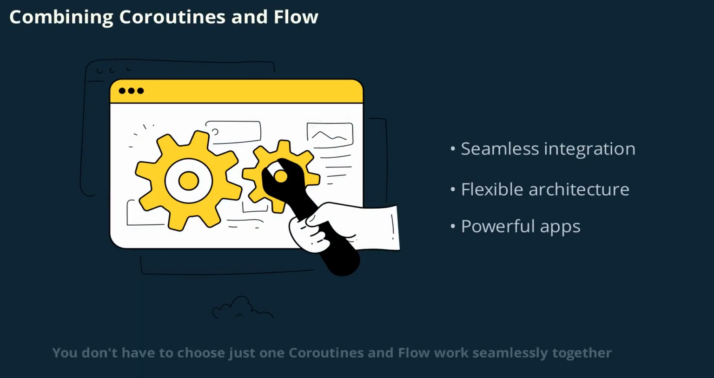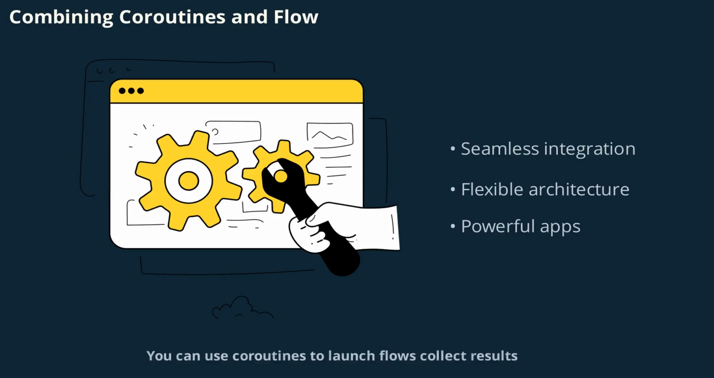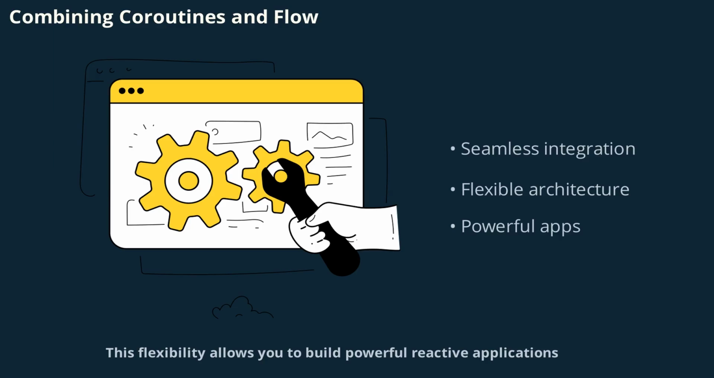You don't have to choose just one. Coroutines and flow work seamlessly together. You can use coroutines to launch flows, collect results, and handle one-off tasks within a stream. This flexibility allows you to build powerful, reactive applications.